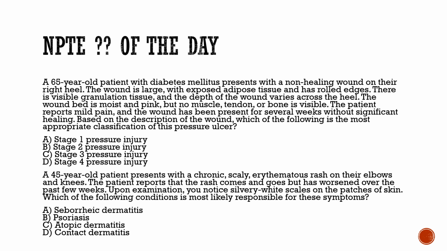Our questions of the day: a 65-year-old patient with diabetes mellitus presents with a non-healing wound on their right heel. The wound is large with exposed adipose tissue and has rolled edges. There is visible granulation tissue, and the depth of the wound varies across the heel. The wound bed is moist and pink, but no muscle, tendon, or bone is visible. The patient reports mild pain, and the wound has been present for several weeks without significant healing.